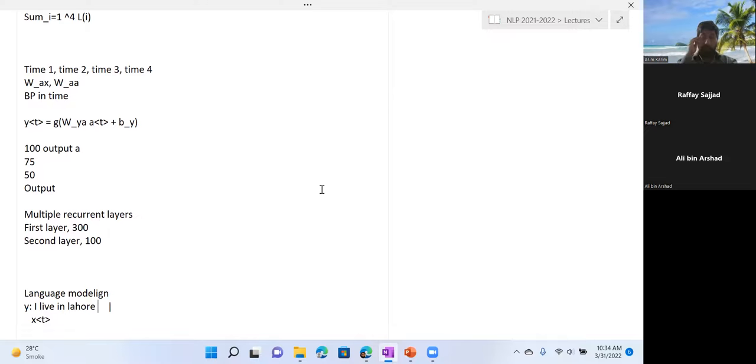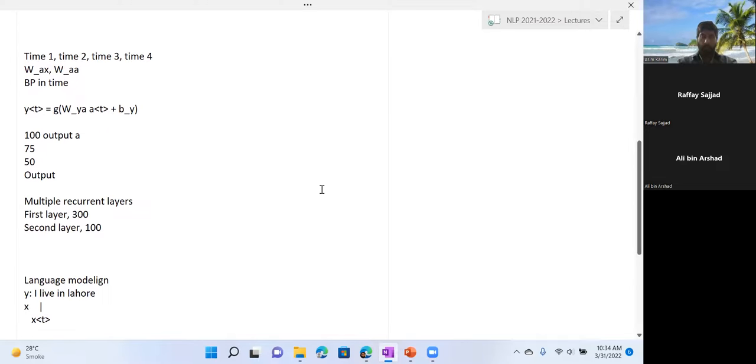So what would be the input for this? If you want to get the output I, which is the first value in Y, you typically would be starting with some X naught. X naught could be a start of sentence token, or it could be all zeros. And then to predict the second word, which is live, you give the input I. So x1 would be I, and then of course it will continue in this fashion.